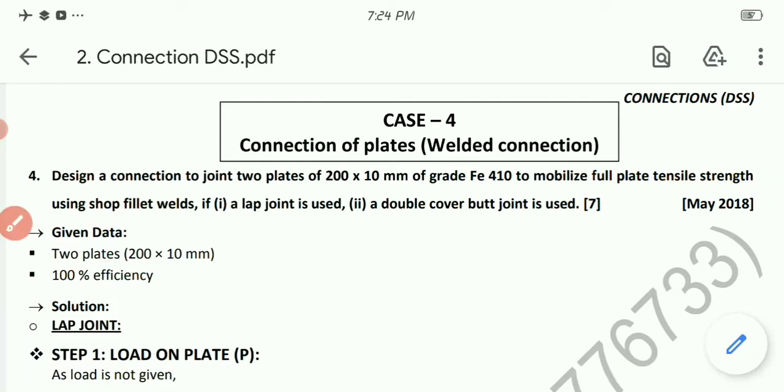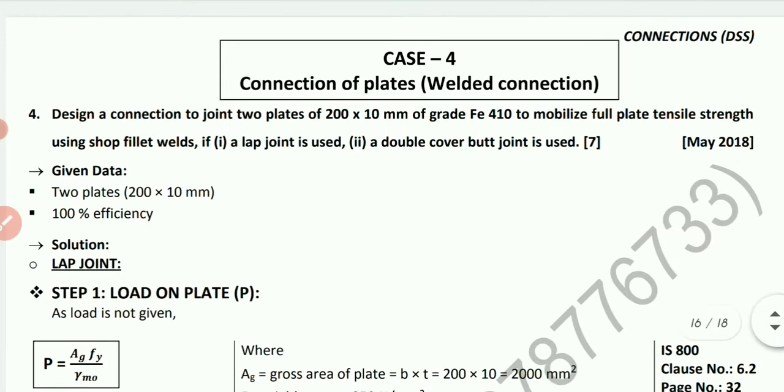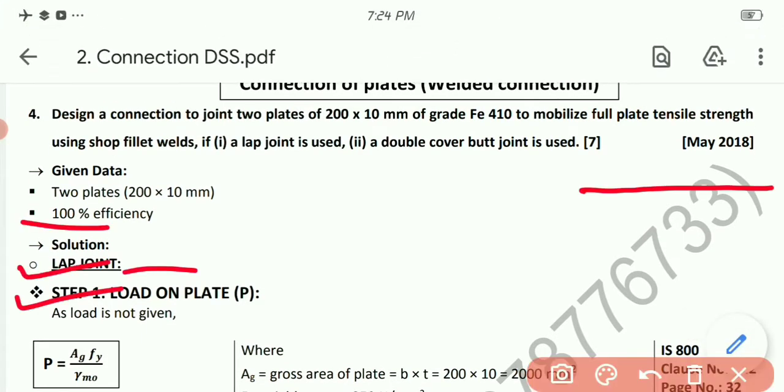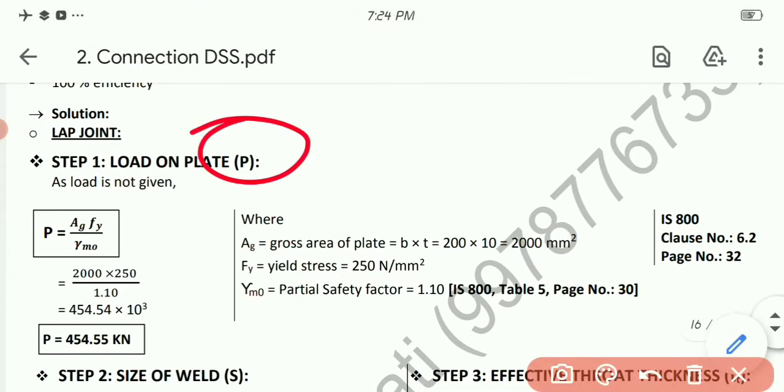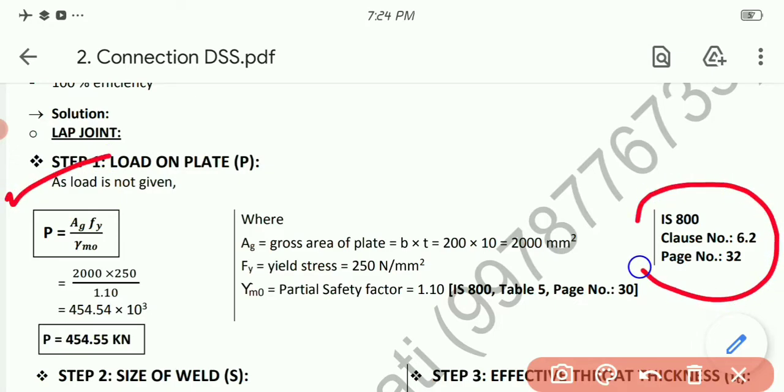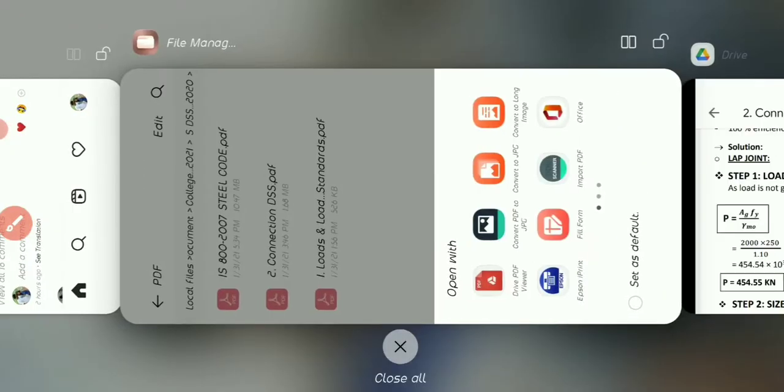Now, load is not there in the data. Whenever in the case of a welded connection the load is not there in the data, we need to use the tensile capacity formula, that is Tdg. So let's start the sum. First of all, using the first case, lap joint. For the lap joint, if load is not there in the data, we need to use the formula, clause number 6.2, page number 32. Let me show you the formula first.